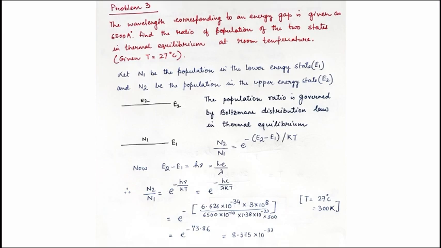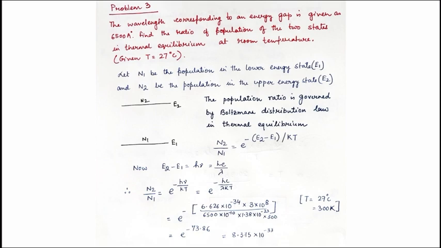What is given in the problem is lambda, given as 6500 angstrom. So E2 minus E1 is h nu, and we know that nu equals c by lambda. So E2 minus E1 equals h nu, which is hc by lambda. So the ratio N2 by N1 is equal to e to the power minus h nu by kT, or we can write it as e to the power minus hc by lambda kT.